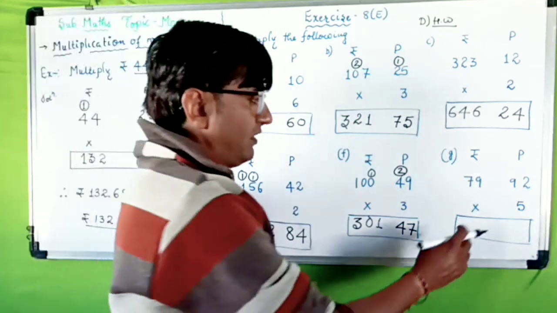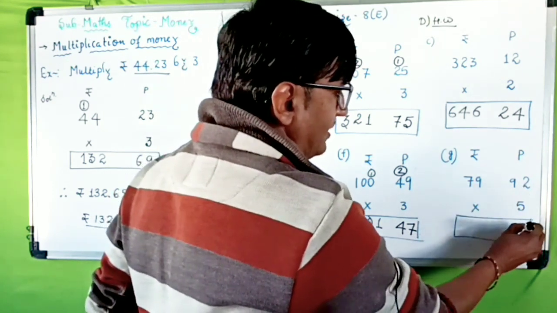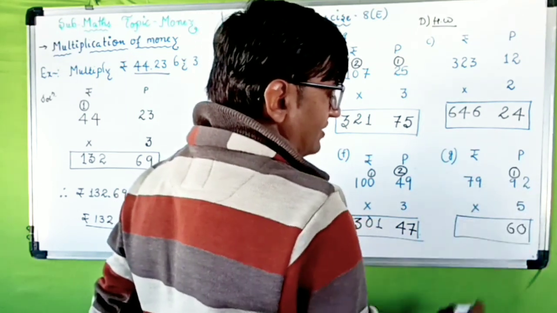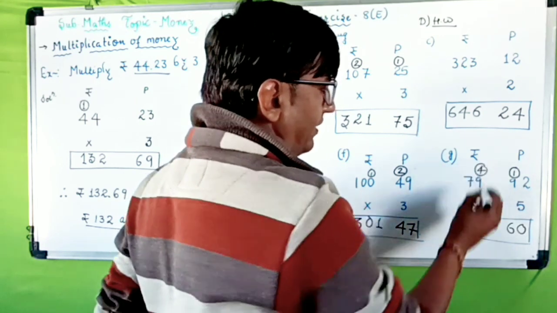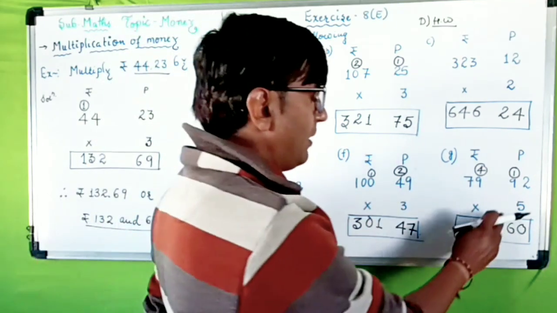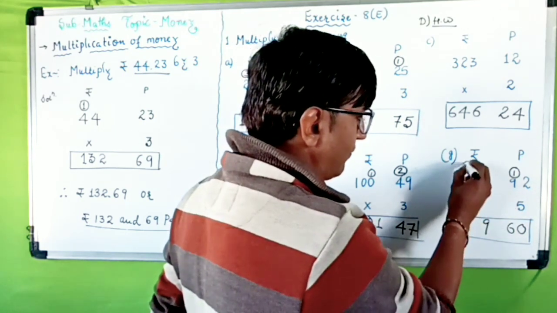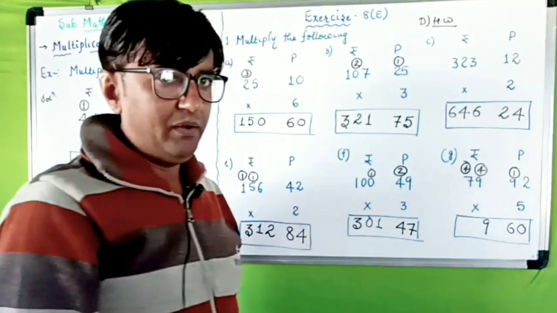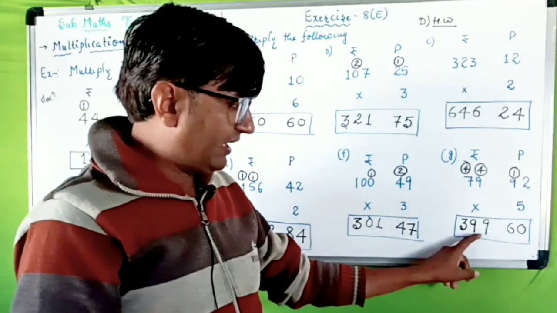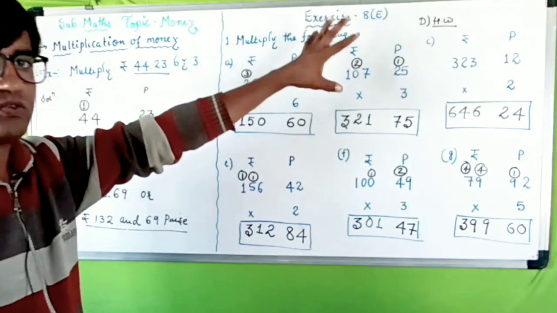Then now G. 5 twos are 10, 0 down, 1 carry. 5 nines are 45 plus 1 is 46, 6 down and 4 carry forward. 5 nines are 45 plus 4 is 49, 9 down and 4 carry. 5 sevens are 35 plus 4 is 39. So 399 rupees and 60 paise. This is the exercise 8E we have solved and understood.